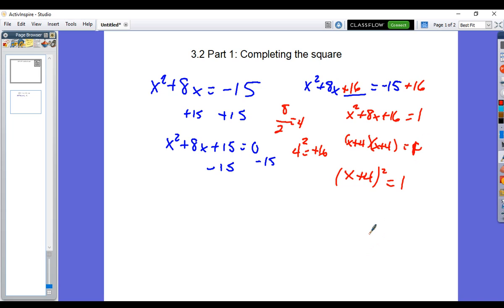Now this is where the last part happens. You're going to square root both sides. When you square root anything that has a square, they cancel each other out. So you get x plus 4. Over here, when you square root the 1, you end up getting a positive and a negative 1. Now this is where you'll get the two answers. You're going to subtract the value of 4 from both. So we'll have two answers. x equals positive 1 minus 4, which is negative 3, or negative 1 minus 4, which is negative 5. These are our two answers right here.